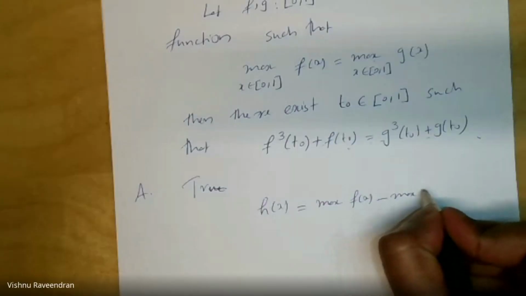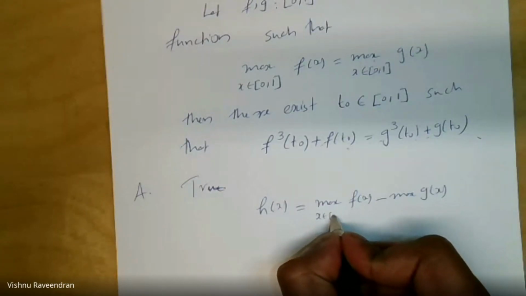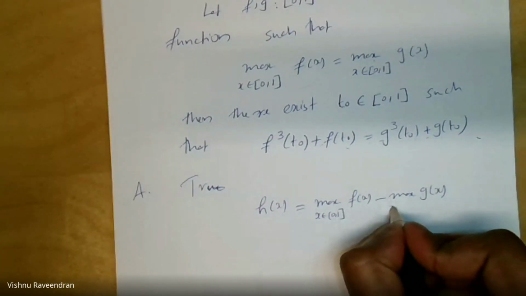We can define a function h of x, sir. Yes. Maximum of f of x minus the maximum of g of x, if x belongs to 0, 1. Then we need to find its zero of h of x, sir, by using the intermediate value theorem, h of x equal to 0.